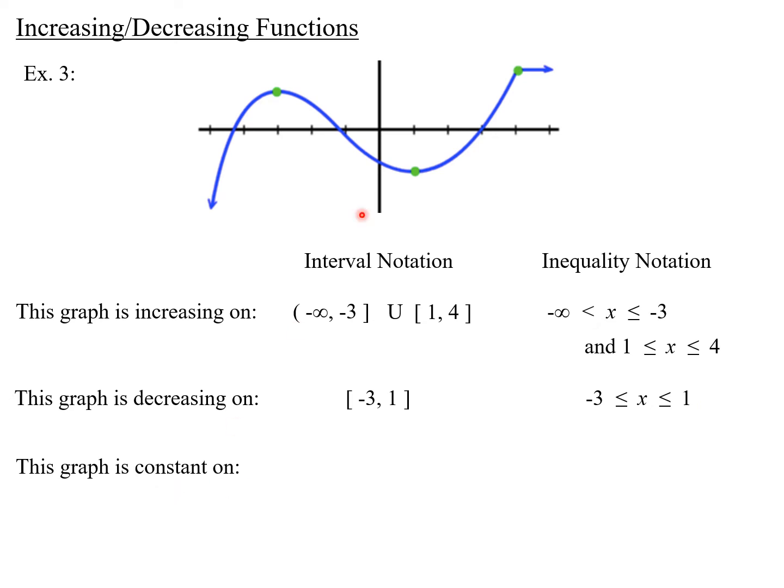Then the graph is constant right here when x is 4 or greater. So 4 to positive infinity, with an open bracket on the infinity side. In inequality notation, we can write it like this: x is greater than or equal to 4. That's for this function.